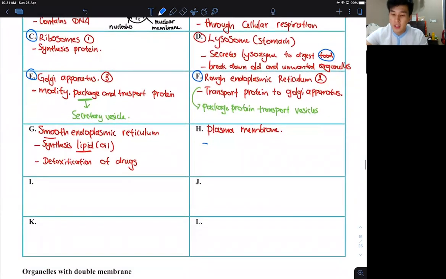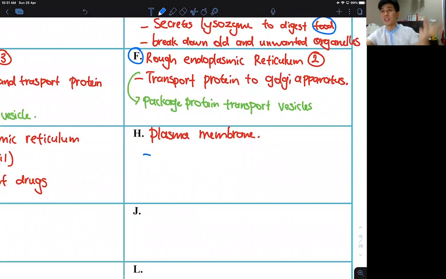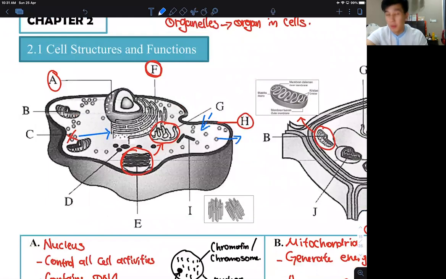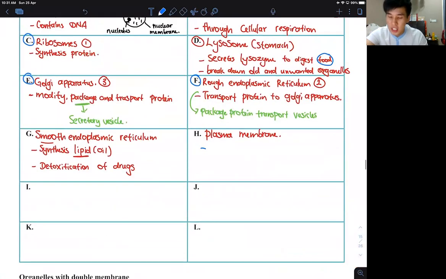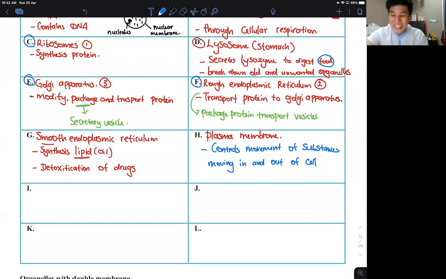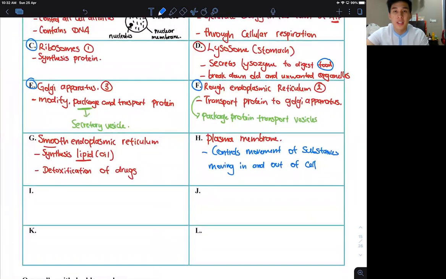So plasma membrane, remember this is Chapter 3.1. It's basically like the door of the cell. So things would directly go in and out through the plasma membrane. Remember in Chapter 3? So basically we can say it controls the movement of substances moving in and out of the cell.